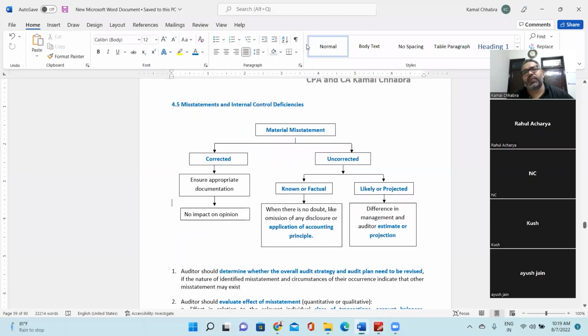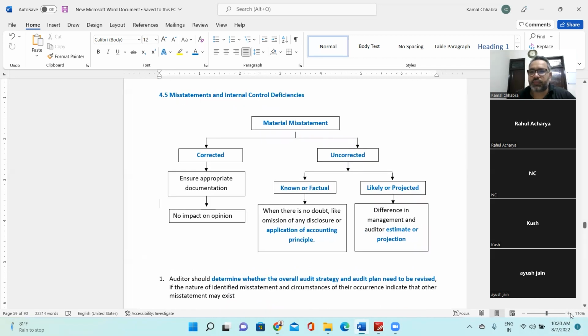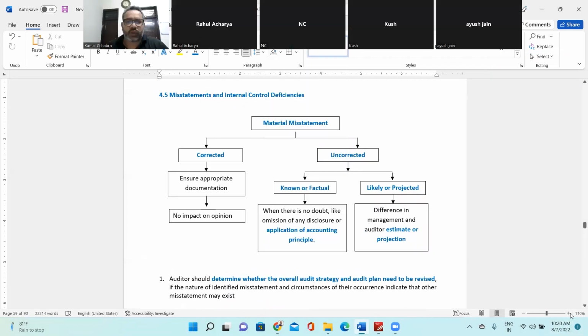First major topic of the day, which is misstatement and internal control deficiency. So the topic is 4.5, misstatement and internal control deficiency. First, we'll be understanding misstatement. Can you all see my screen? Yes, sir. Okay.